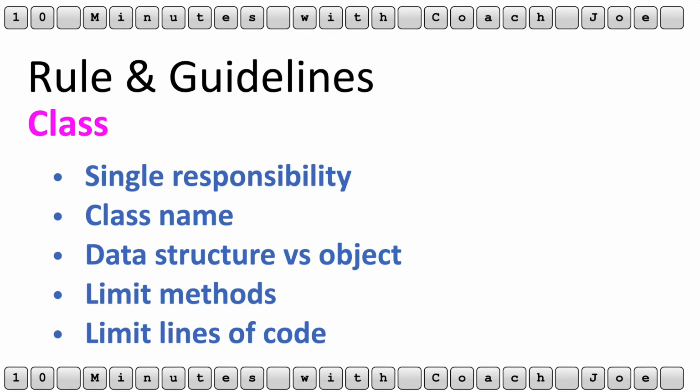So, for a class, make sure the class is doing one thing, use meaningful class names, and understand the difference between an object and a data structure. Also, limit the number of methods and lines of code.